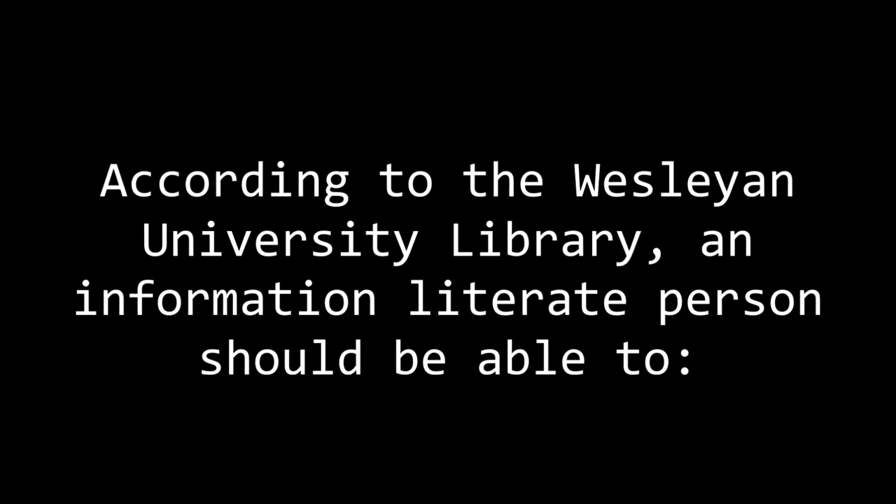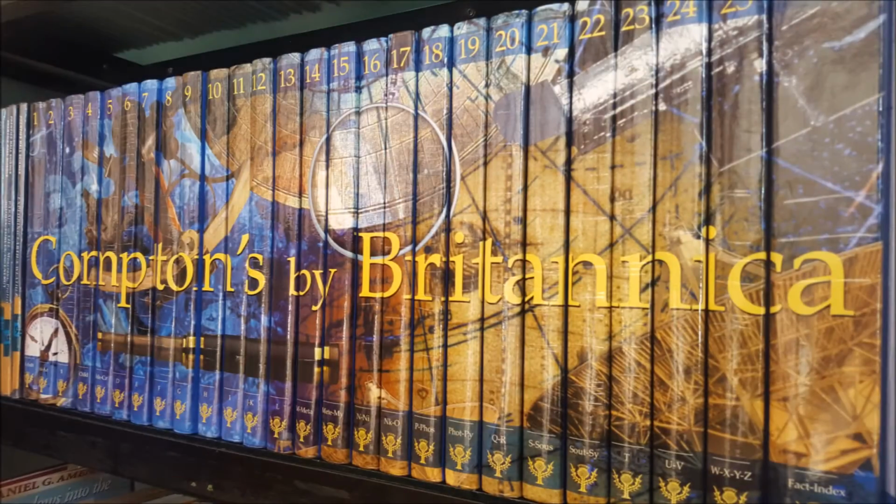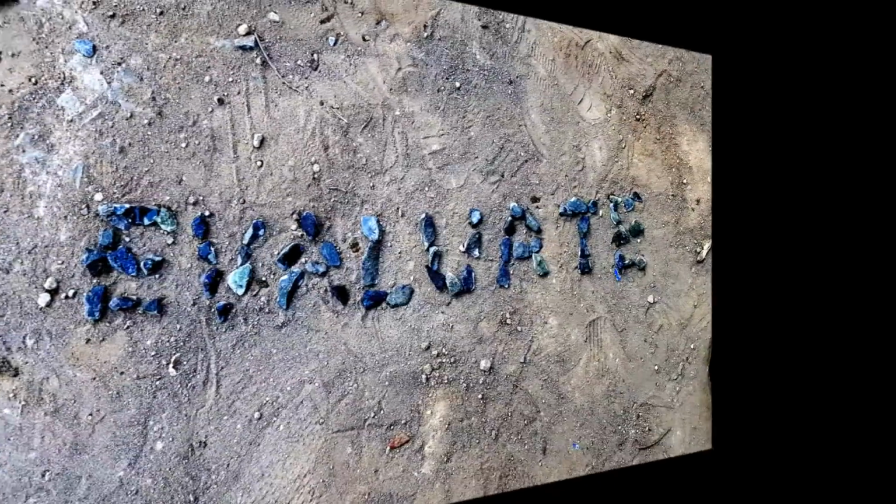According to the Wesleyan University Library, an information literate person should be able to identify up to what extent the information is needed and if it answers questions precisely and accurately. Locate the proper sources for information. It is important to understand how information is organized, cataloged, stored, and retrieved, and how these factors affect one another. Use indexes to locate specific sources effectively.